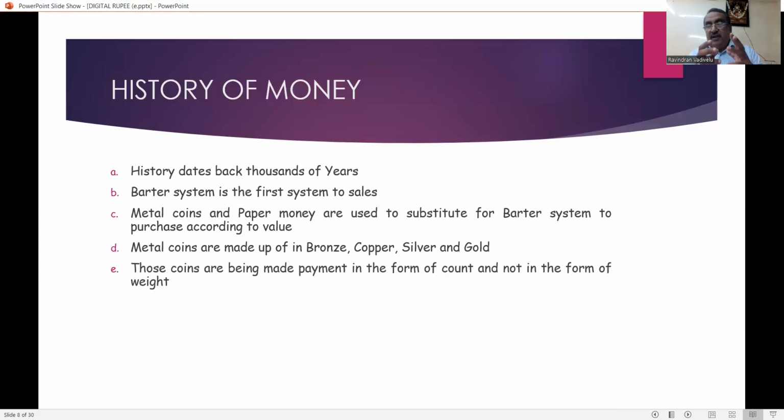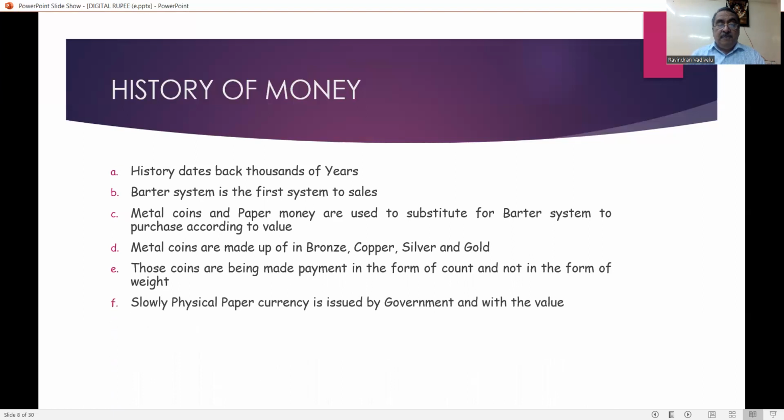So 5 coins, 10 coins, 20 coins, it is not in the form of kg. So the payment in the form of metal coins, even now also we are getting metal coins, say in the form of 1 rupee, 2 rupees, 5 rupees, 10 rupees, sometimes 100 rupees also. So slowly, physical paper value currency is being issued by the government, with the value. So the metal coin concept is also being removed by way of issue of physical paper currency.